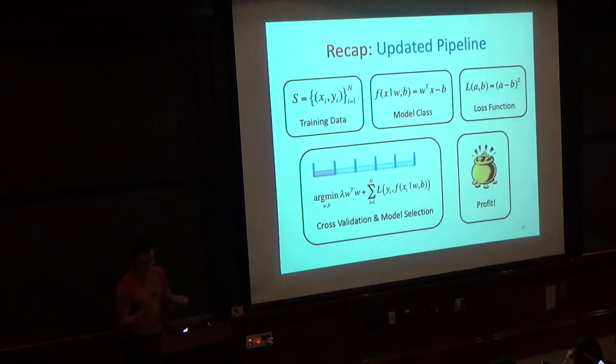Okay, so here's the updated pipeline. We have training data, we have model classes, we have loss functions, and we learn our model. We learn over different model classes controlled by lambda in terms of regularization, and do validation in this formulation, and then we deploy.